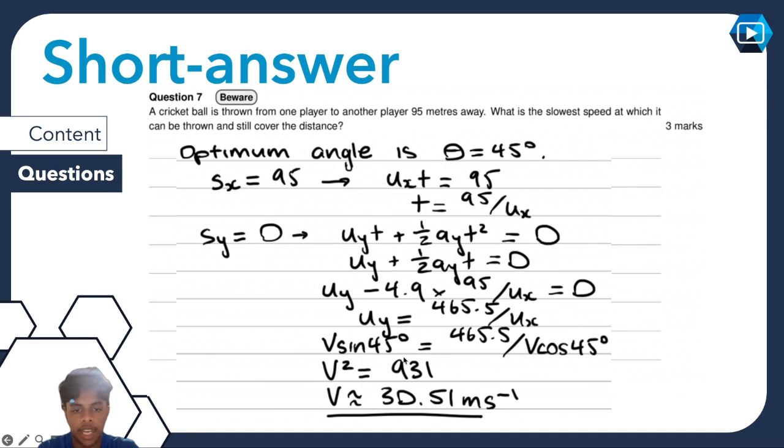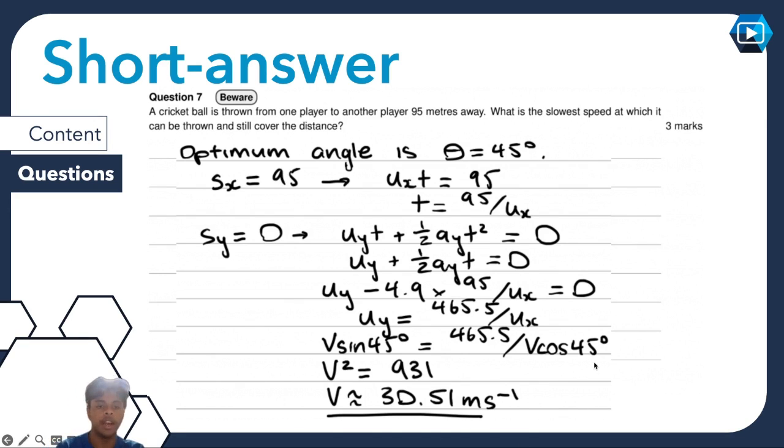So we know now that v sine 45 is equal to 465.5 divided by v cos 45. So then we can say that v squared is equal to 931 by dividing both sides by sine 45. And so then we can say that v is equal to approximately 30.51 meters per second.